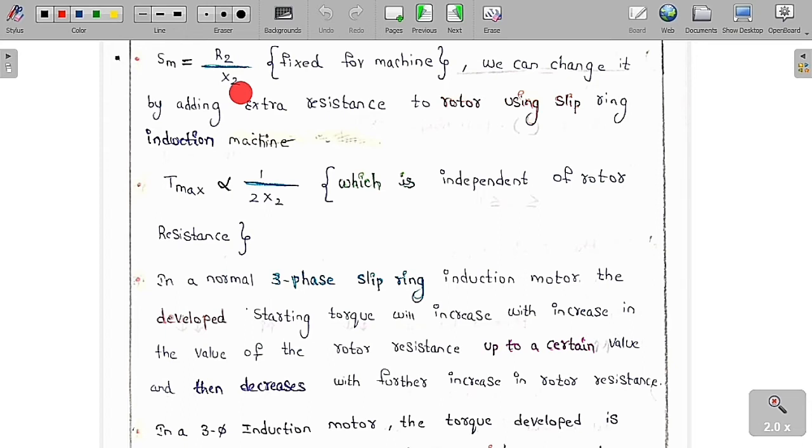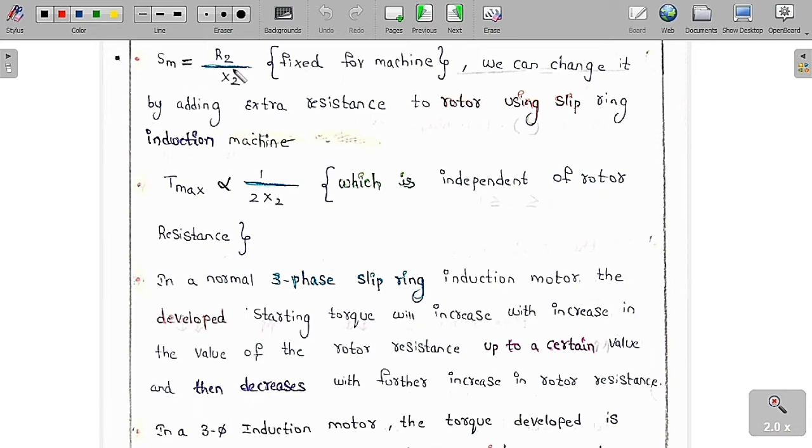So we can change it by adding extra resistance to the rotor using a slip ring induction machine. I have already told you, you can change the value of R2 by adding extra resistance to the rotor using the slip ring induction machine. If you want to change it, you have to change the value of R2. So only in the case of a slip ring induction machine can we add external resistance to the rotor winding. Then we can change the value of R2, so we can change the value of Sm. But for a squirrel cage induction motor, R2 and X2 are fixed, so Sm is also fixed. But for a slip ring induction motor, we can change the value of R2, so Sm can be varied.